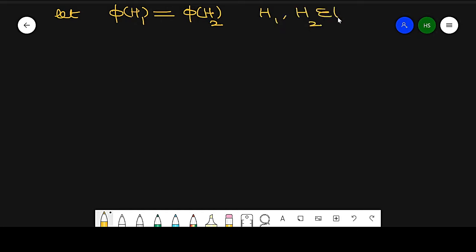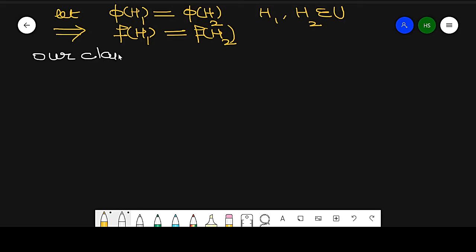Now next, it is one-one and then it is onto. To prove the one-one, let phi of H1 be equal to phi of H2, where H1 and H2 belong to U. It means they are subgroups of G containing N. So it implies f of H1 is equal to f of H2. This is by definition. Now my aim is to prove that H1 is equal to H2. So what is our claim? H1 is equal to H2.